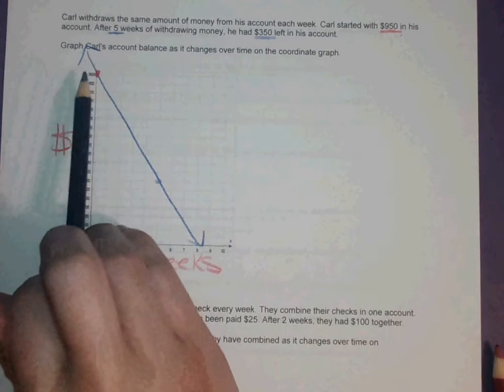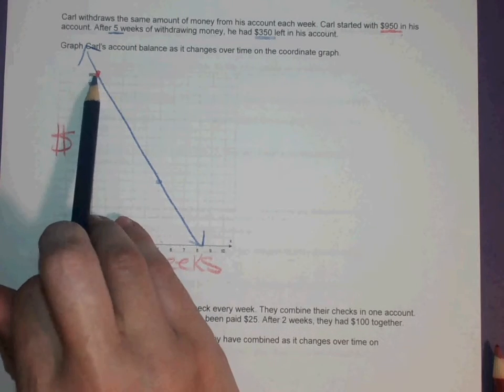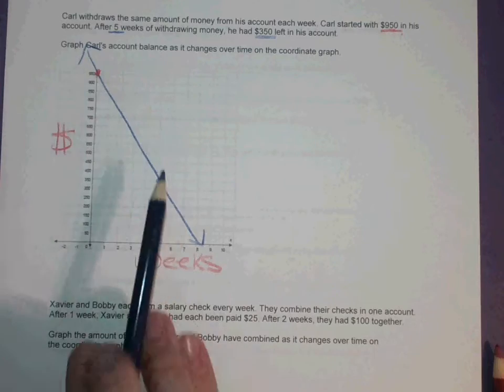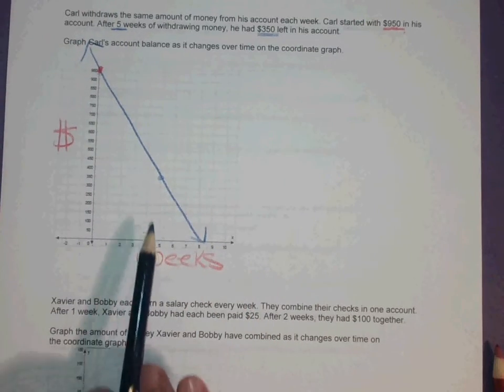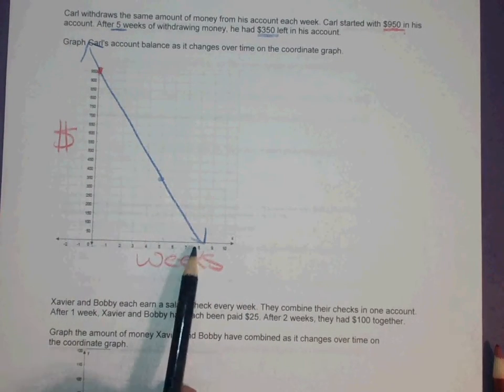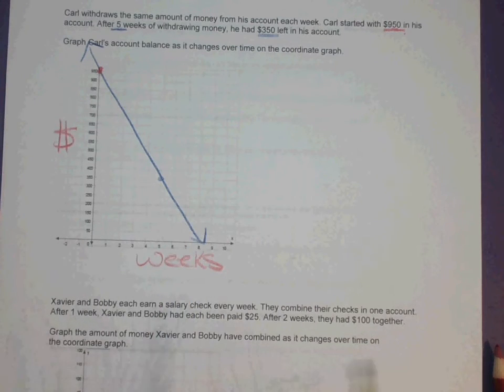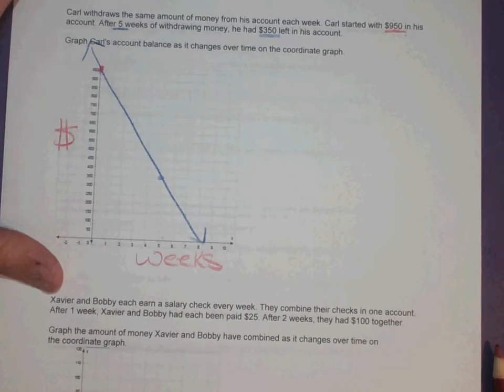So all I did was go and look for his beginning point, how much he had to start with, and then it told me 5 weeks he had $350. So it looks like at about 8 weeks he'll be about out of money if he continues withdrawing the same amount. Okay.